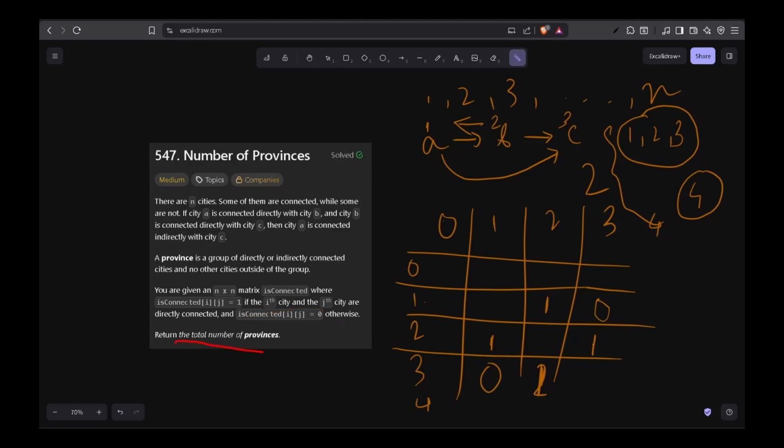Return the total number of provinces, right? We have to return how many provinces there are. In this question there are 2. All these 3 are within the same province and 4 alone is another province. So in total in this matrix there are 2 provinces, right? Now how will we solve this question? Let's see.